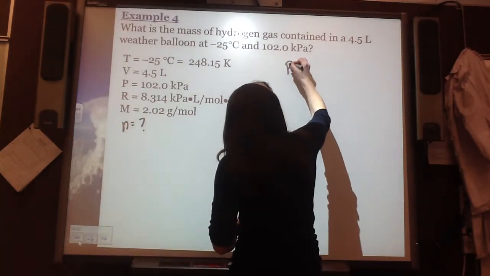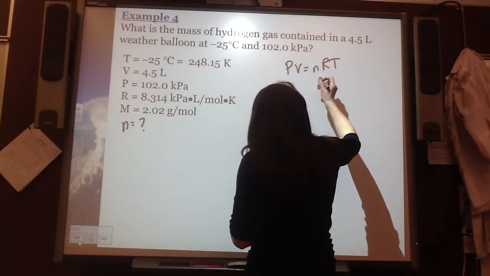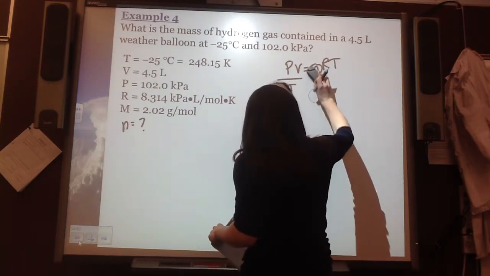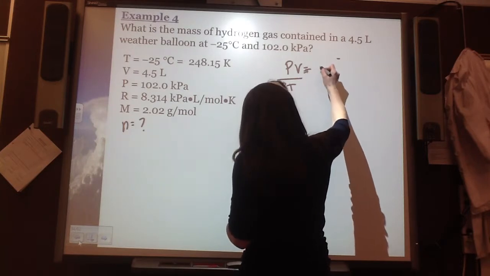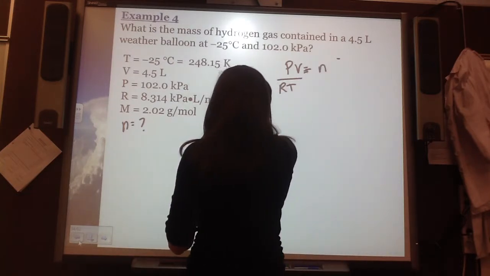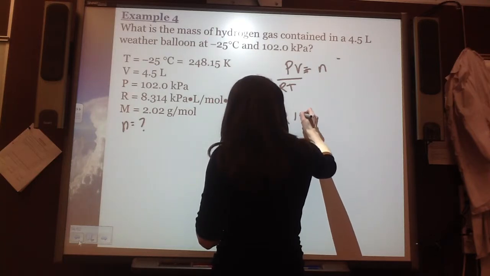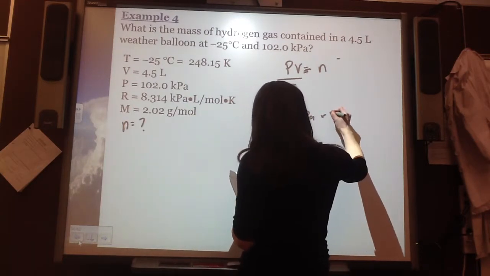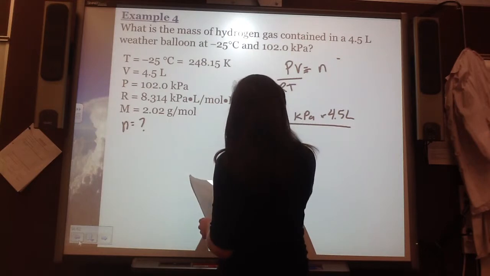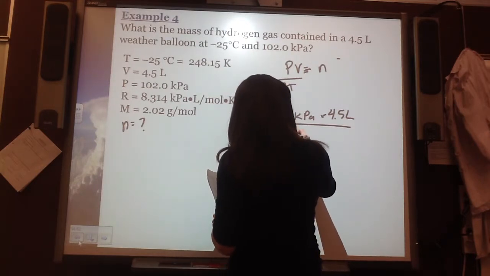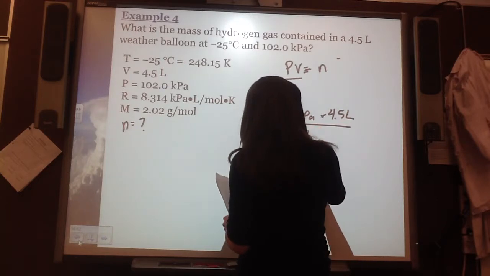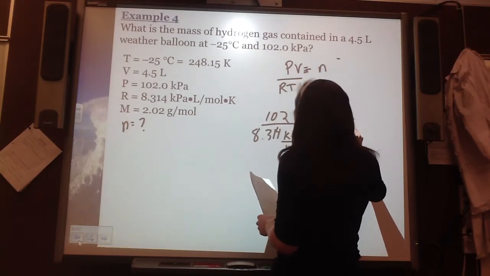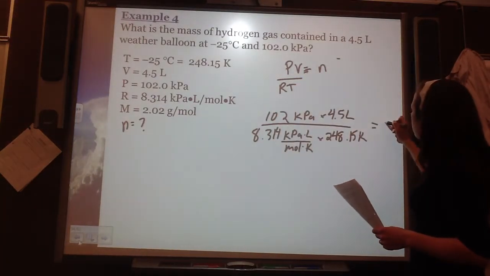Okay, so PV equals nRT. So I'm going to solve for moles. So PV over R times T. All right, so I have my 102 kPa times 4.5 liters, all divided by 8.314 kPa times liters over moles times Kelvin, multiplied by 248 Kelvin. So this is all equal to our moles.